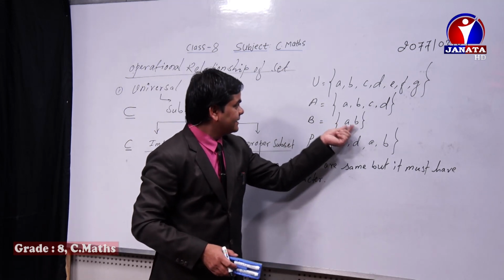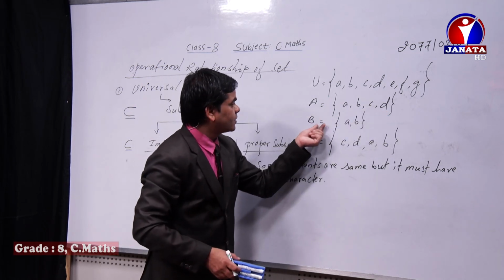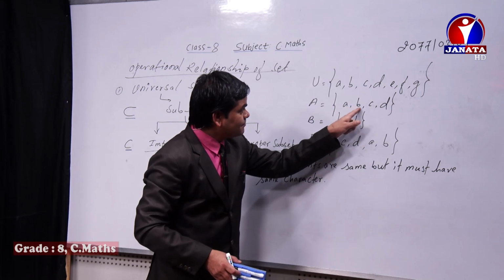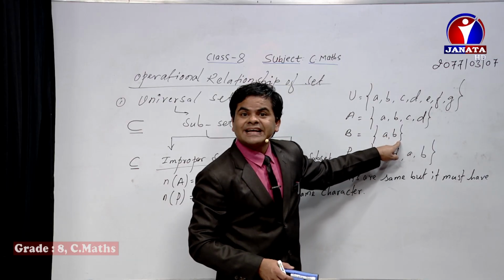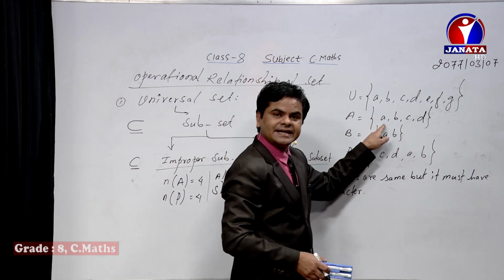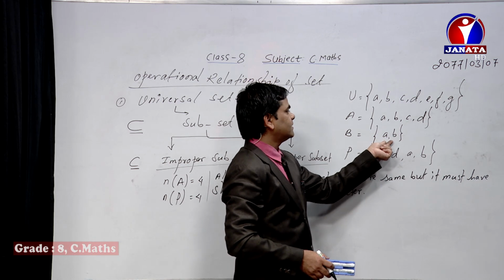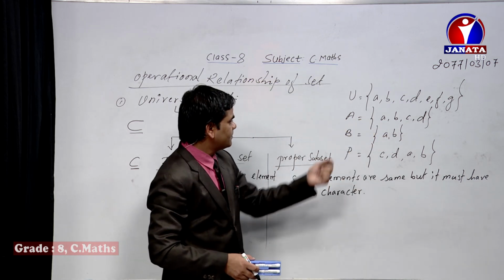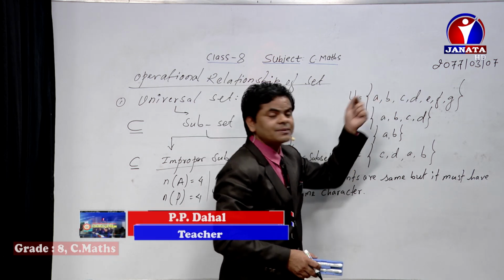In set A, B, C, D, there are 4 elements. In the case of set B, there are 2 elements, A and B. Both elements are extracted from set A or set P. That means B is the proper subset of either A or P, or you can say of the universal set as well.